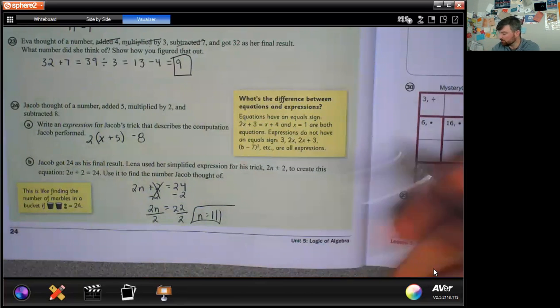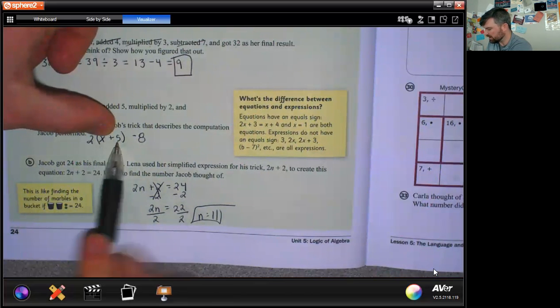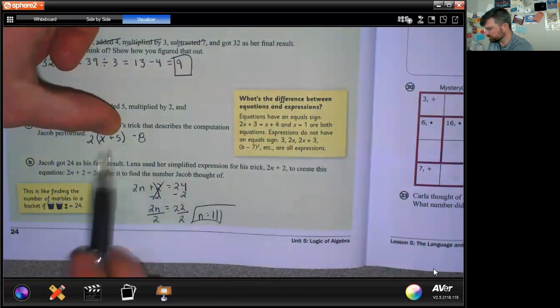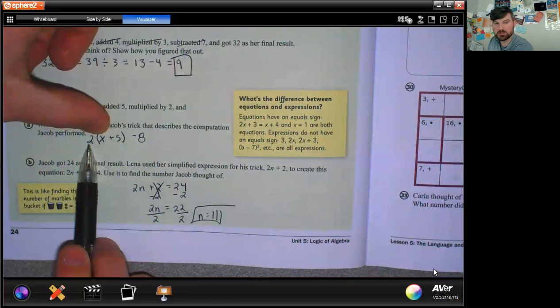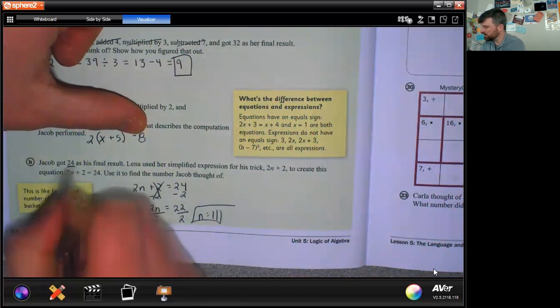And you can check it. Okay, 11. 11 plus 5 is 16. 16 times 2 is 32. 32 minus 8 is 24, which is what Jacob got.